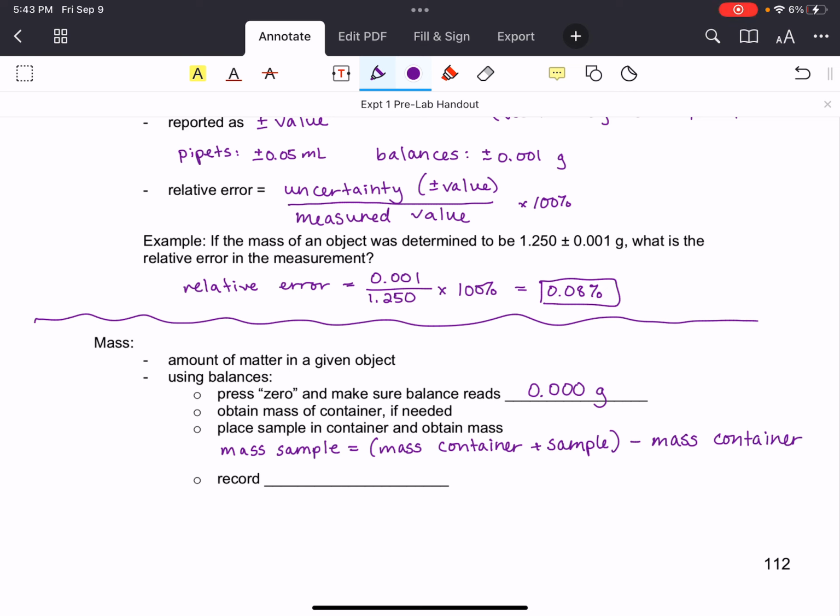If you have a solid, a block, or something else that doesn't need a container, you can just put your sample directly on the balance. And you'll record all the digits that you see on the balance. There's no need to do any rounding. We want to use all of the numbers that the instrument gives us so we have an accurate reading.